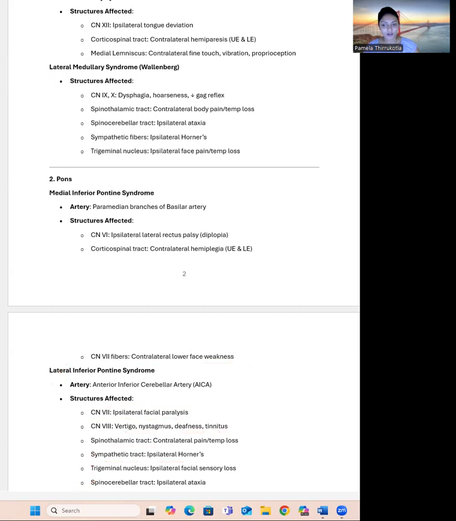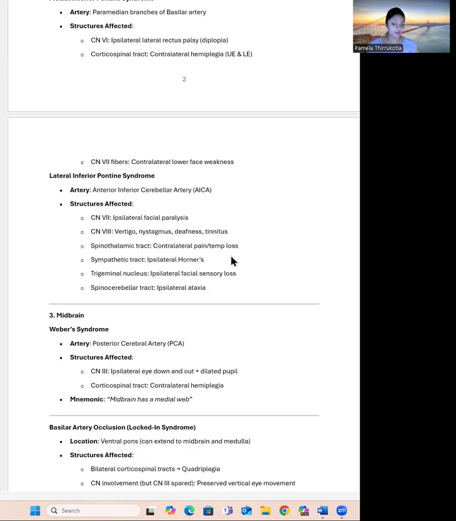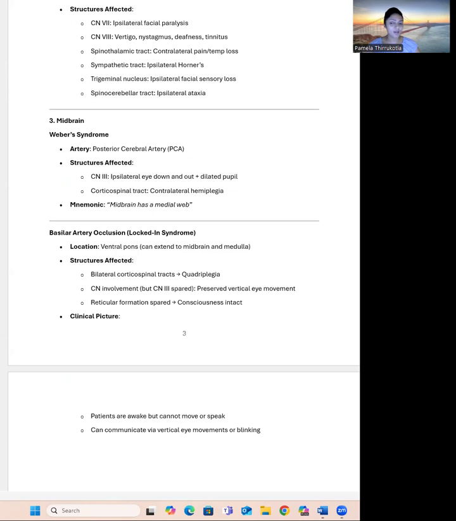So now moving on, we finished medulla, we finished pons, and we have one more area, which for NPTE is going to be midbrain syndrome. Okay, now midbrain syndrome, again, Weber's syndrome is super duper important. And let's dive into what exactly is Weber's syndrome. Now, remember, if you don't remember anything of Weber's syndrome, remember this mnemonic: midbrain has the medial web. Why do I say that? So midbrain lesion hints you towards your Weber's syndrome. So midbrain has the medial web.